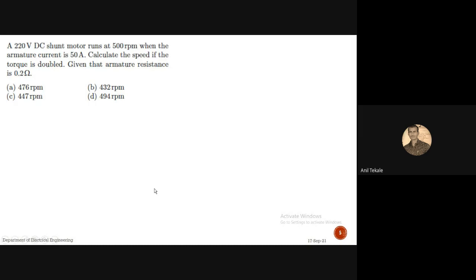How many of you solved? Who will tell me? This example was given for the homework, right? Yes, sir. Yes, it was given. So how many of you solved?